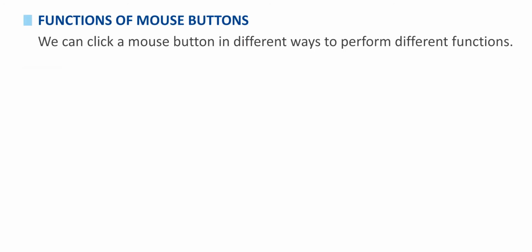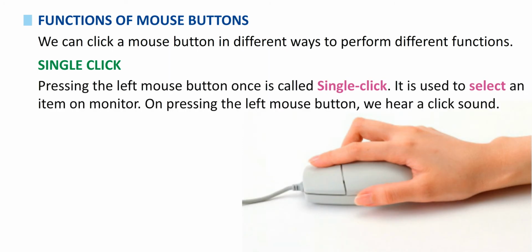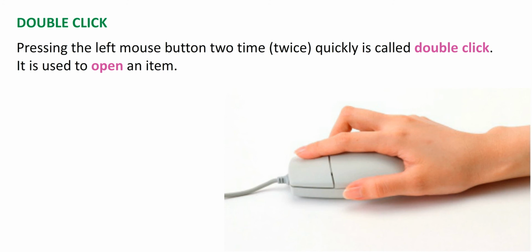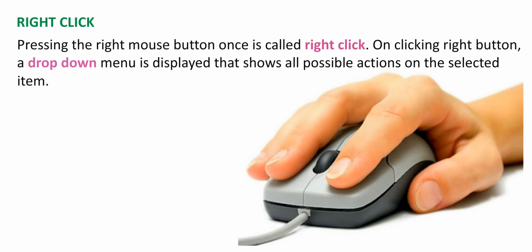Functions of mouse buttons. We can click a mouse button in different ways to perform different functions. Single click is known as pressing the left mouse button once. It is used to select an item on monitor. On pressing the left mouse button, we hear a click sound. Double click. Pressing the left mouse button twice quickly is called double click. It is used to open an item. Right click. Pressing the right mouse button once is called right click. On clicking the right button, a drop-down menu is displayed that shows all possible actions on the selected item.